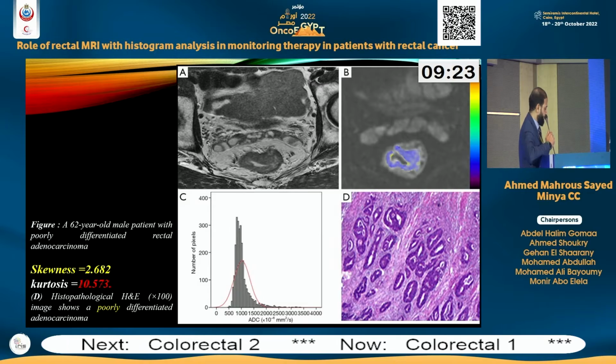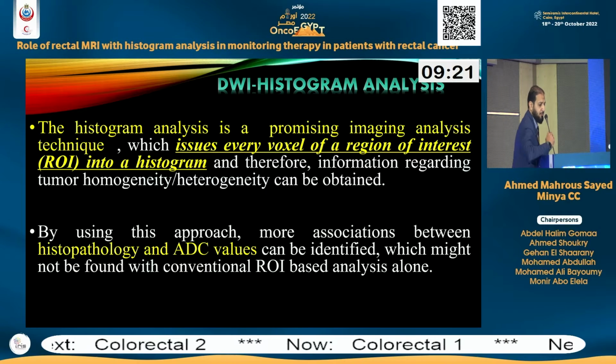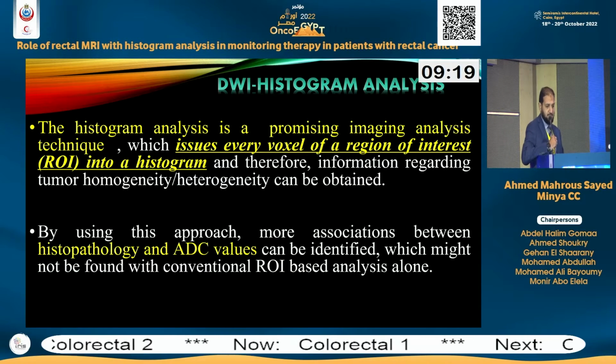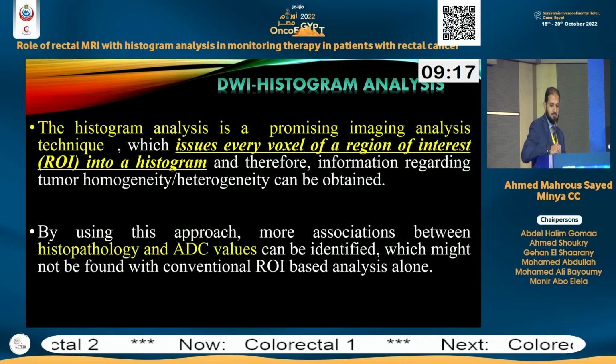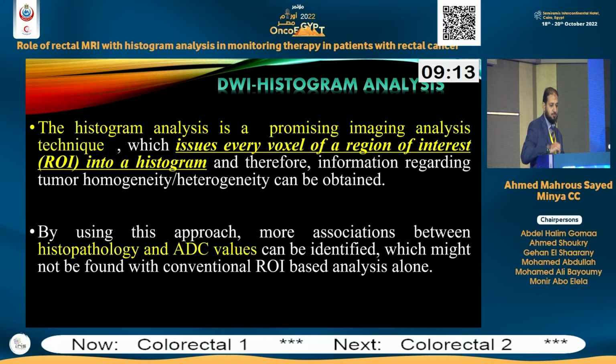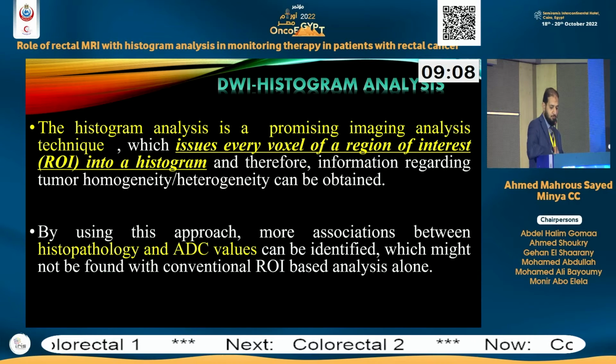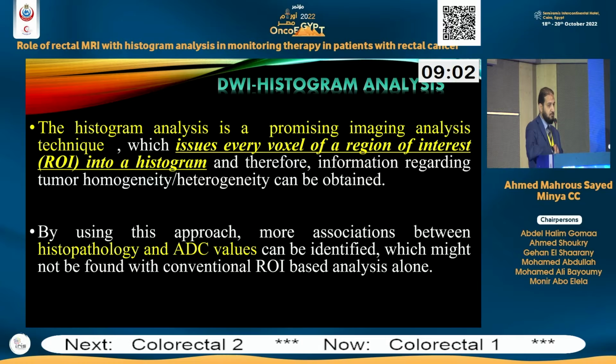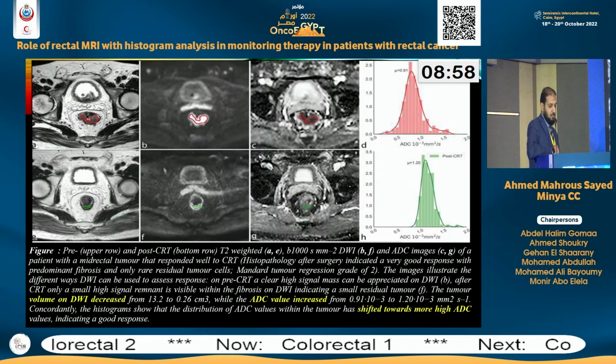judge the tumor. The histogram analysis is a promising imaging analysis technique which sorts every voxel of the region of interest into a histogram, and therefore information regarding tumor homogeneity and heterogeneity can be obtained. By using this approach, more associations between the histopathology and the ADC values can be identified, which might not be found with the conventional ROI-based analysis alone. The main role of the histogram is to monitor the therapy.